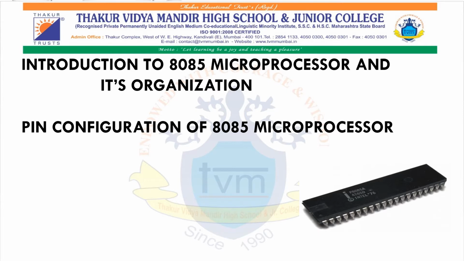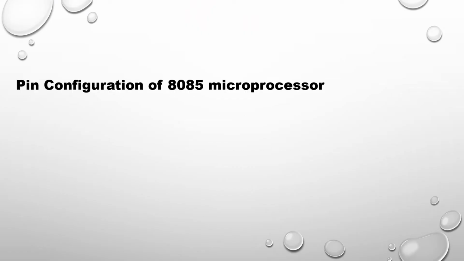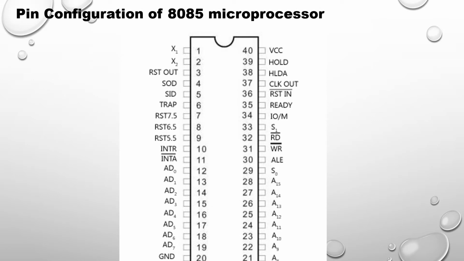So the ICs are manufactured using unipolar technology. They come under the family of unipolar. So keep in mind, all the microprocessor ICs, not the logic gate ICs, all the microprocessor ICs. So this is the pin configuration of 8085 microprocessor. You can see here, students, the microprocessor has 40 pins.